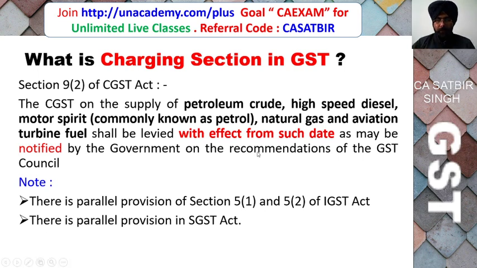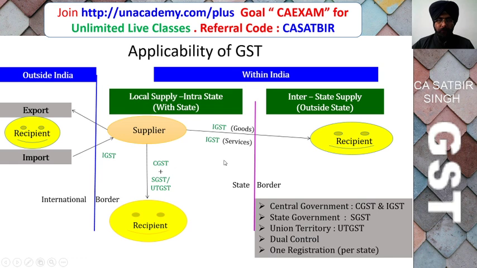So these are the products on which as of now there is no GST, but GST can be levied on a future date on these products also. So friends, applicability of GST depends upon whether the supply is made within India or outside India. If there are exports and imports, then IGST has to be paid, or when these goods or services are imported, then the importer has to pay IGST on the reverse charge basis.